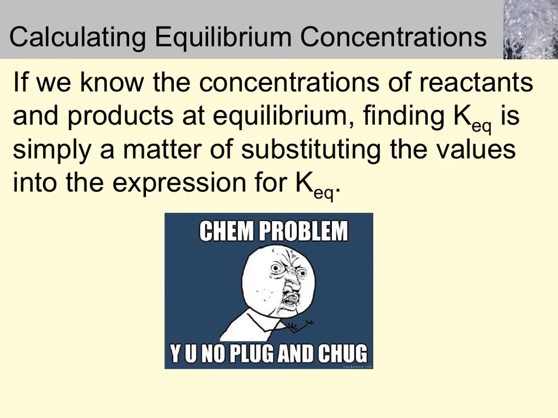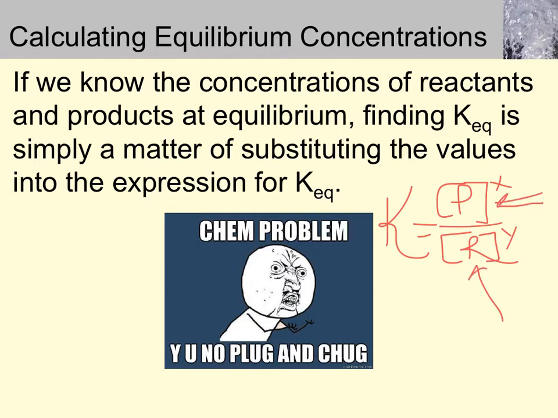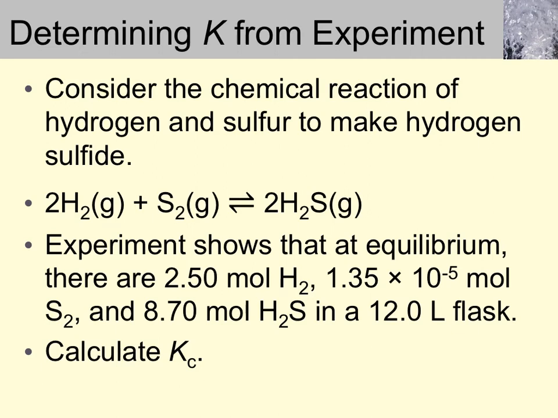So you know how to set up an equilibrium expression. K is concentration of products over concentrations of reactants raised to whatever their coefficients are in the balanced reaction. And so if you're given equilibrium concentrations of reactants and products, it's simply a plug and chug type of problem. So for example, let's say you're given a reversible reaction and you're given equilibrium quantities and asked to calculate the equilibrium constant. Go ahead and just make sure you can do that.